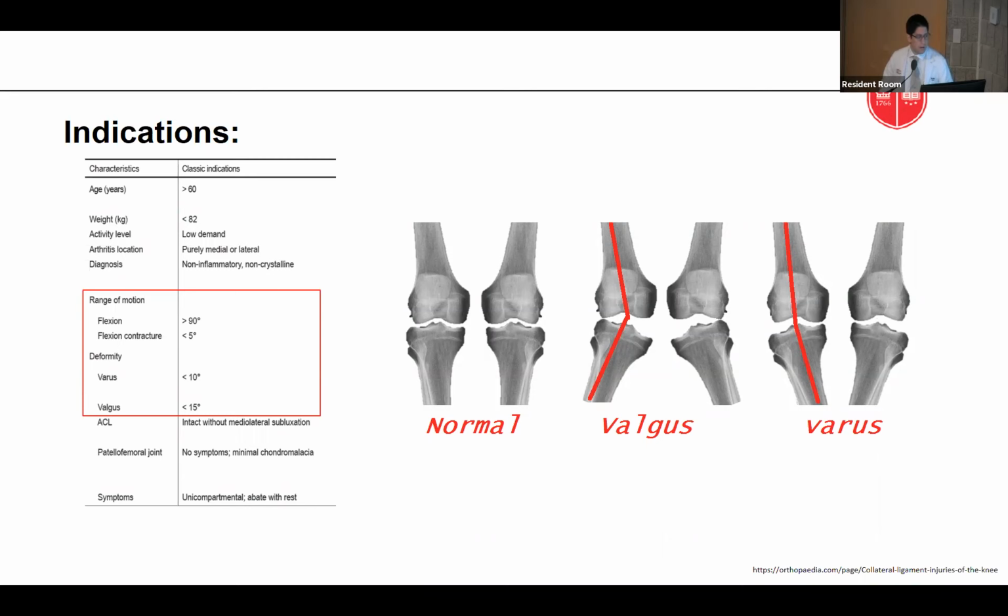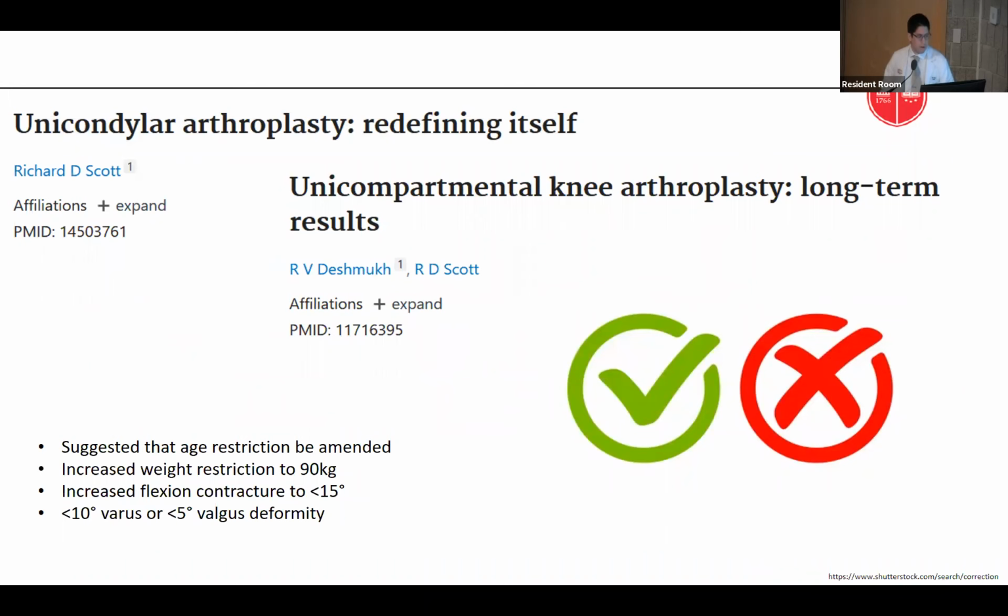A lot of the indications that Dr. Cousin and Dr. Scott came up with are based off observational data. There isn't a lot of hard science to support it. So in the early 2000s, Dr. Scott from Harvard came up with two literature reviews, looking at those criteria again and reevaluating which ones can be used or amended. Some things like the age restriction could be amended and increased. The weight restriction did not have to be so strict, and could be increased up to 90 kilograms. And some of the deformities did not have to be as strict either.